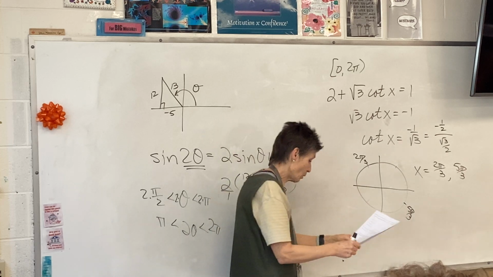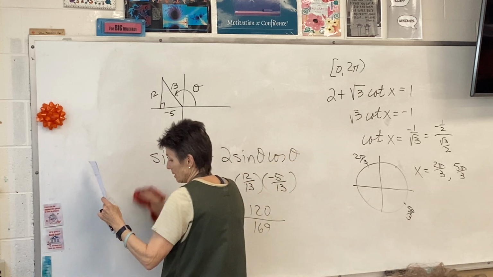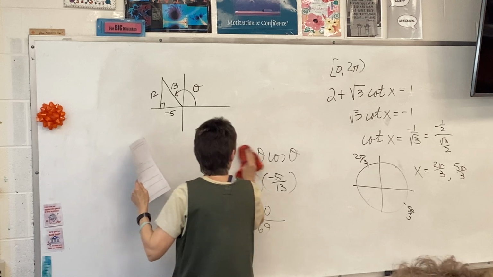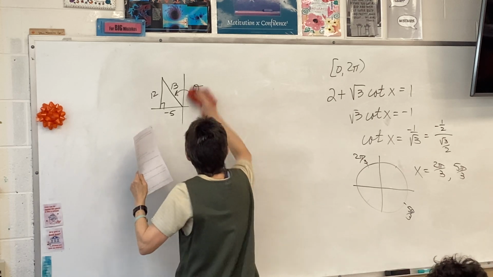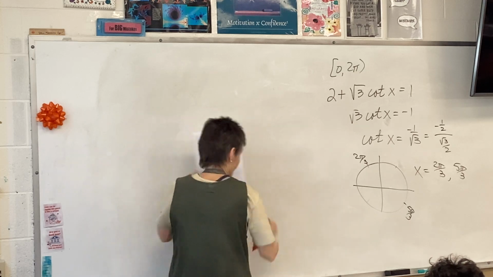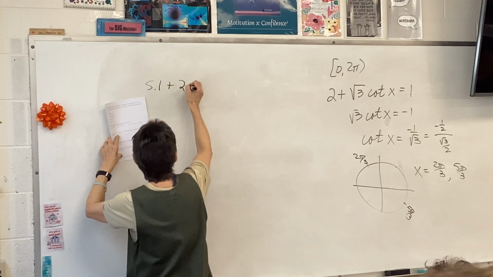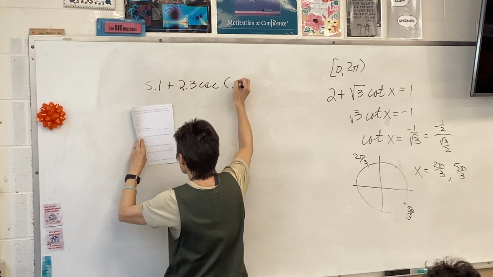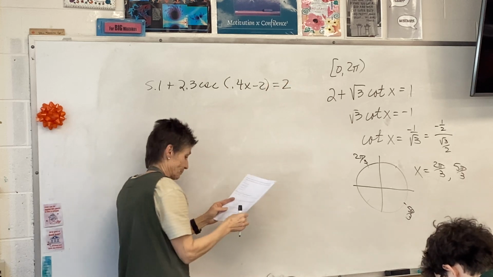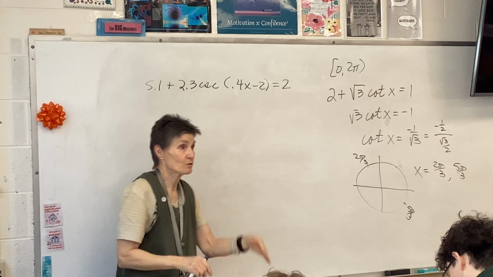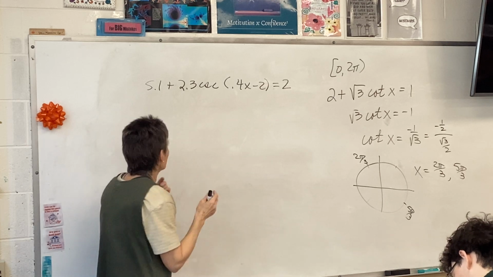All right, number 29. We want that to equal 2. Okay? So 5.1 plus 2.3 cosecant 0.4x minus 2 has to equal 2. Does everybody understand that's what the problem is saying? Okay, so let's go ahead and solve it.